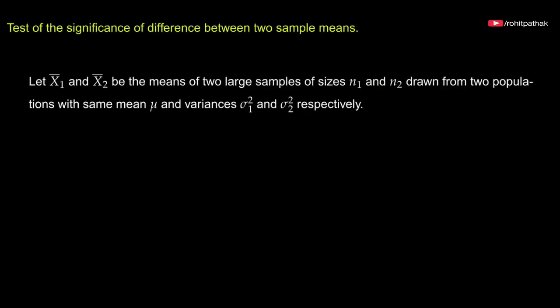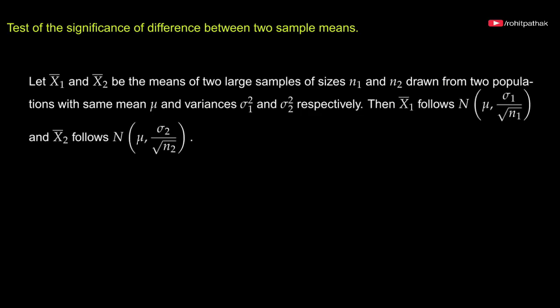Suppose x1 bar and x2 bar are the means of two large samples of sizes n1 and n2 respectively, drawn from the two populations with the same mean mu and variances sigma 1 square and sigma 2 square respectively. Here the means of the populations need not be the same; they may be different. Then x1 bar follows the normal distribution with mean mu and standard deviation sigma 1 upon root n1. This we have seen in the test of significance of difference between sample mean and the population mean. Similarly, the second mean will follow a normal distribution with mean mu and standard deviation sigma 2 upon root n2.